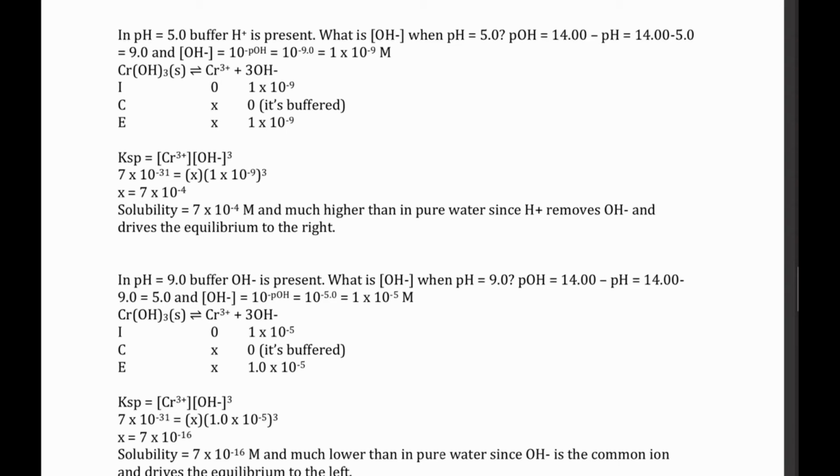Do this one where we have the pH 9.0 buffer and we're running through the same problem. Start up again when you have completed that.